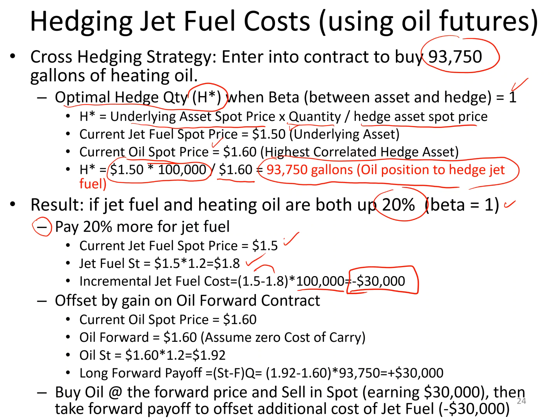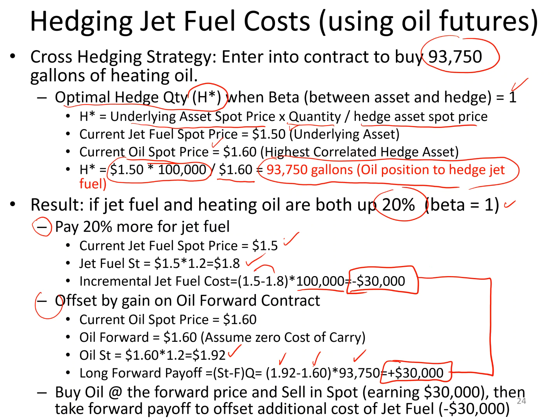However, they've entered into a forward contract to buy 93,750 gallons of heating oil because they knew the prices moved together. If heating oil is also up 20%, heating oil goes from $1.60 to $1.92. At the end of the year, they will purchase the heating oil at the forward price of $1.60 and then simply sell it into the spot market at $1.92 on a quantity of 93,750. They will make a profit on the hedge of $30,000, which will perfectly offset the incremental costs of jet fuel.